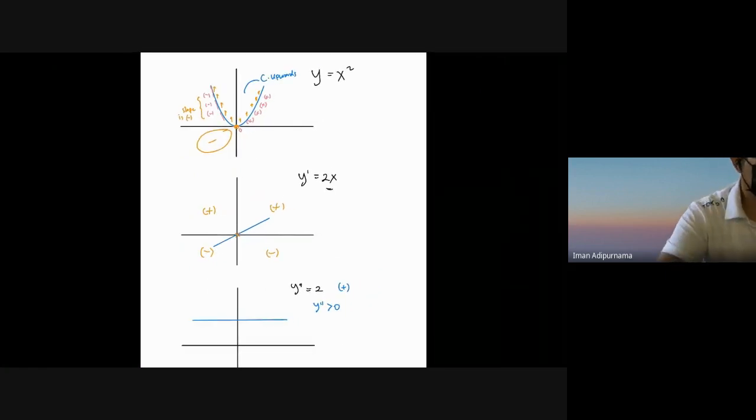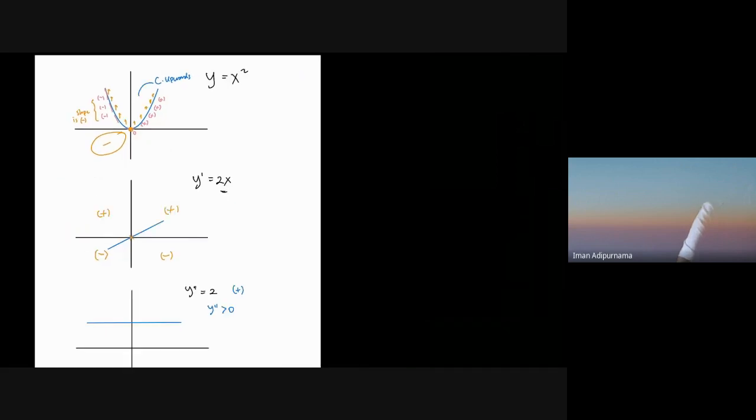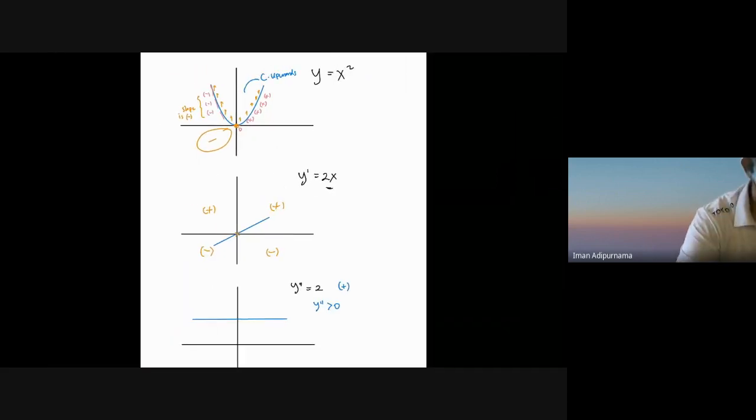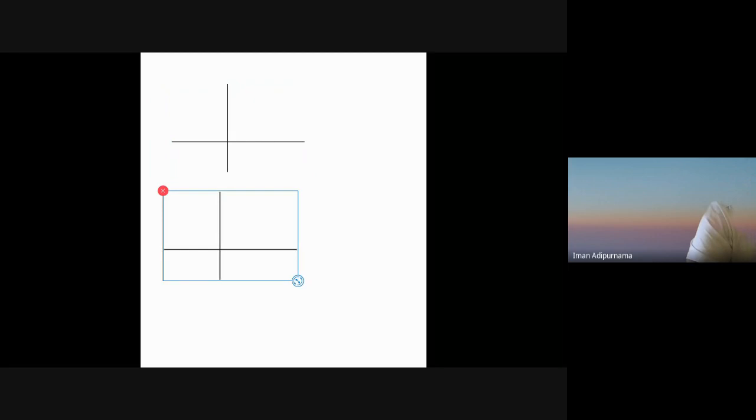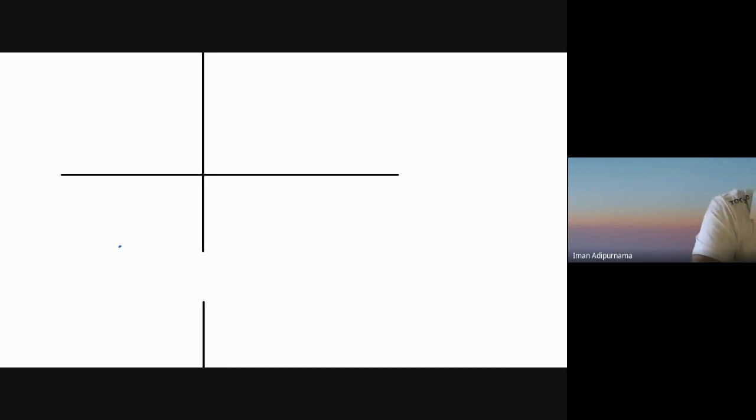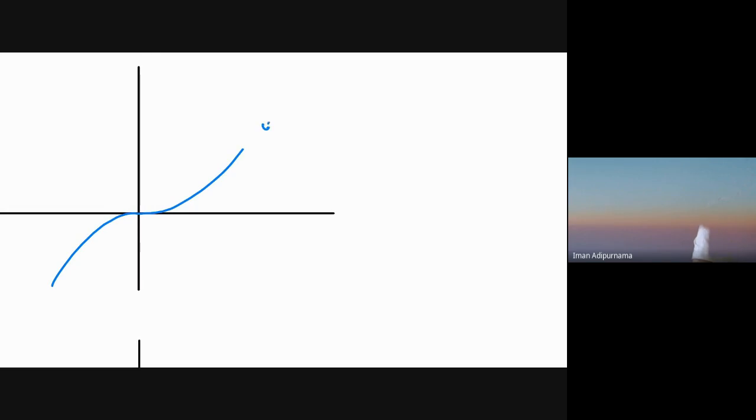Okay, let's try another one. A familiar curve. So this is x squared, derived becomes 2x, derived once more becomes 2. Okay, now the other part, let's try another one. Let's just say this is our y equal x cubed.